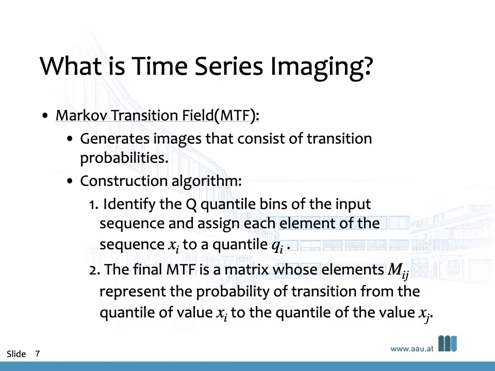The second representation is the Markov transition field, which gives as an output images that consist of transition probabilities. The construction algorithm starts by identifying the Q quantile bins of the input sequence and assigning each element of the sequence Xi to the corresponding quantile. The final MTF representation will then be a matrix whose elements Mij will represent the probability of transition from the quantile relative to the value Xi to the quantile relative to the value Xj in the input sequence.